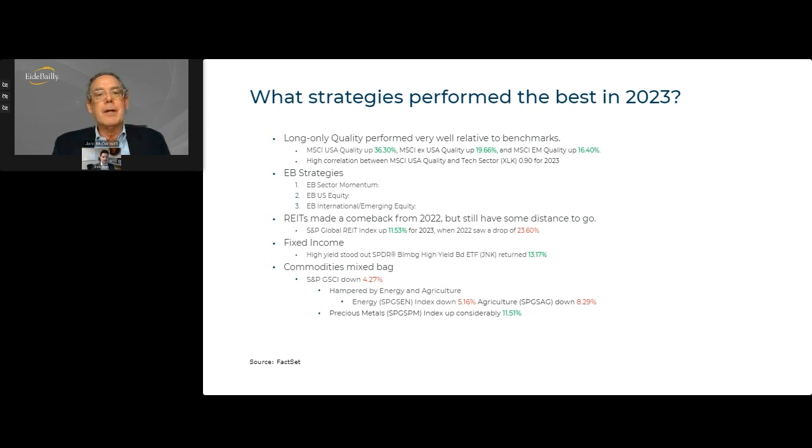Fixed income, we talked about high yield was a very good place to be, and commodities was somewhat of a mixed bag. Energy prices were down. Some precious metals were up. So investing in commodities was not a great year for that. And commodities investments tend to kind of move with price level in general. If the price level's taming down, then you would expect commodity returns to not be as great.